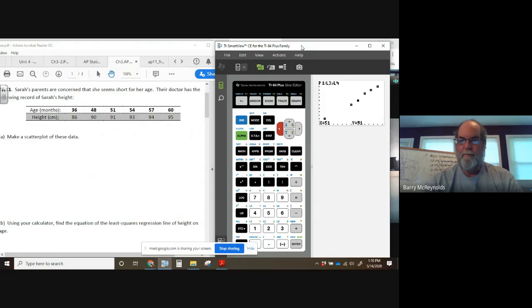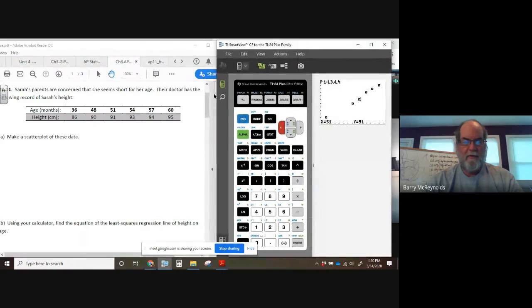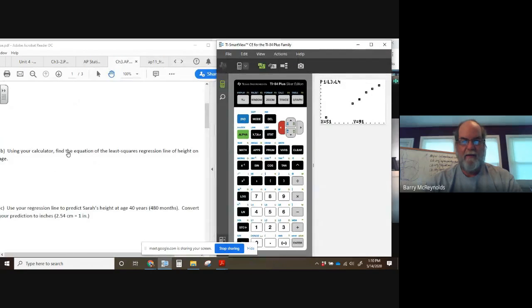And then in part B, it says use the calculator to find the equation. So we got to go back to stat, calculate, and we want to do linear regression, but remember we're going to skip over choice 4 and we're going to cursor down to 8 or just hit the 8 key. We'll do a plus bx. The x list is L3, y list is L4. And we'll calculate that, and then here's our value.